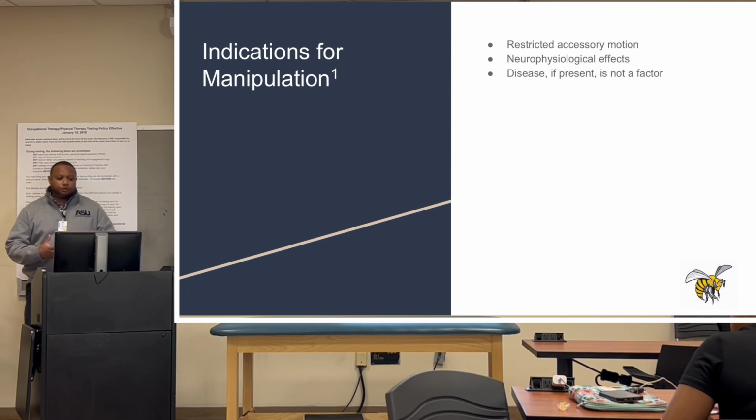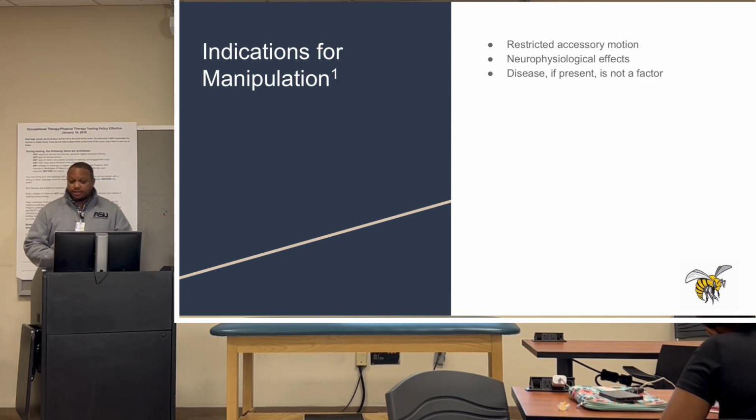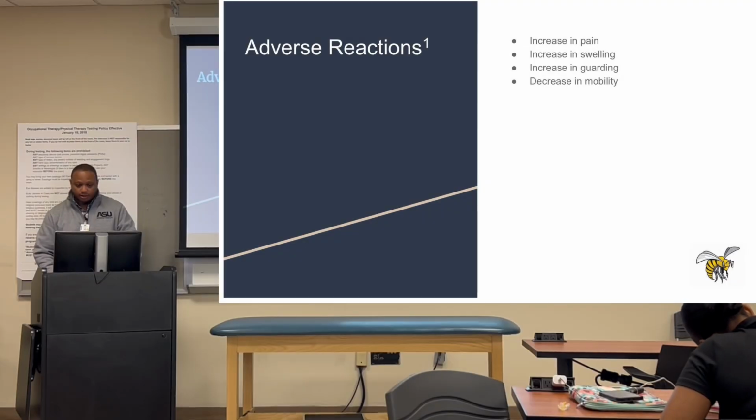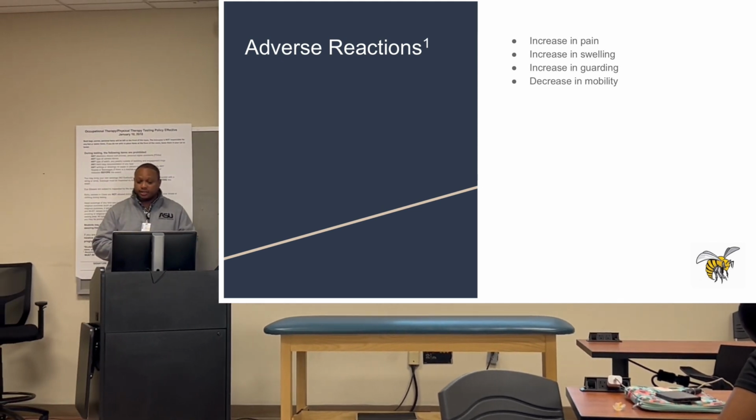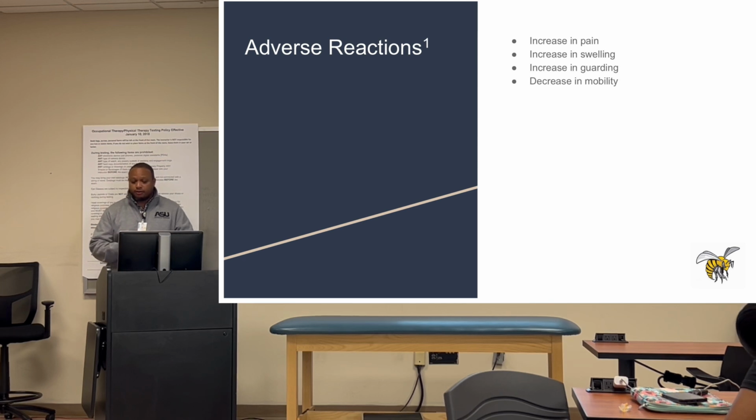So what are indications for manipulation? Restricted accessory motion, neurophysiological effects, and disease, if present, is not a major factor, but we want to just notate it. Adverse reactions to manipulation that we want to watch for: increase in pain, an increase in swelling, an increase in muscle guarding, or decrease in mobility, because these are things that we should not typically get if manipulation is effective. So watch out for the adverse reactions.